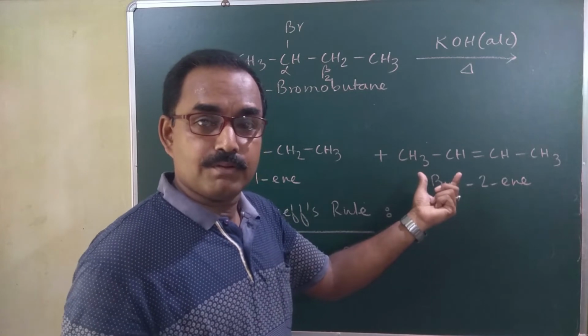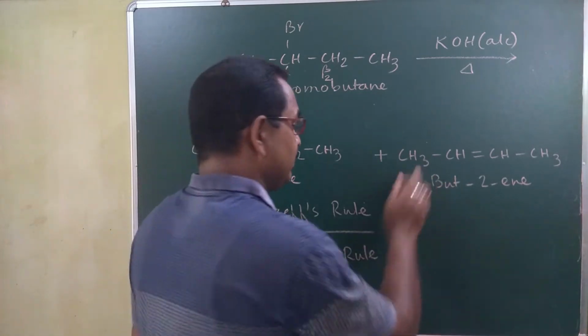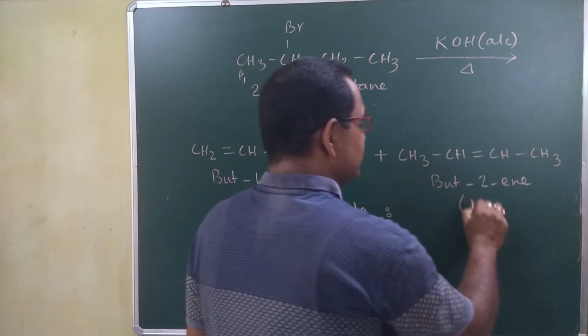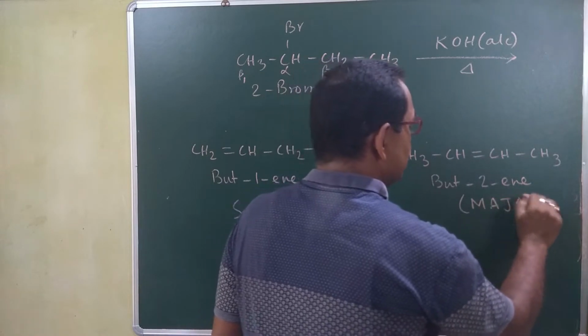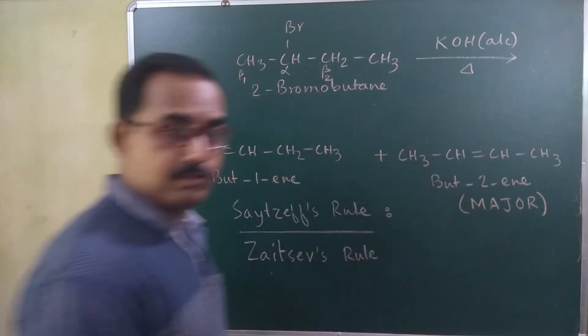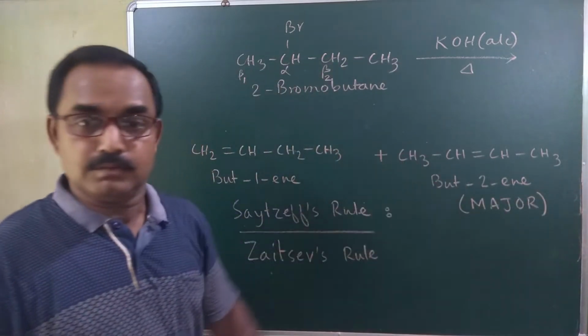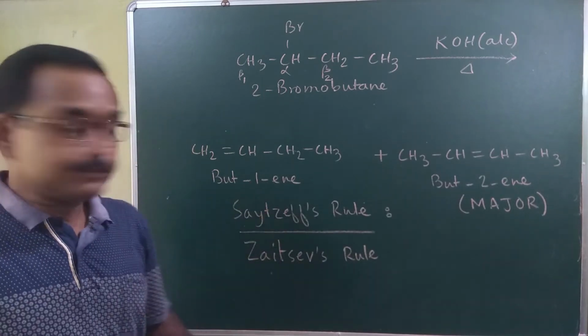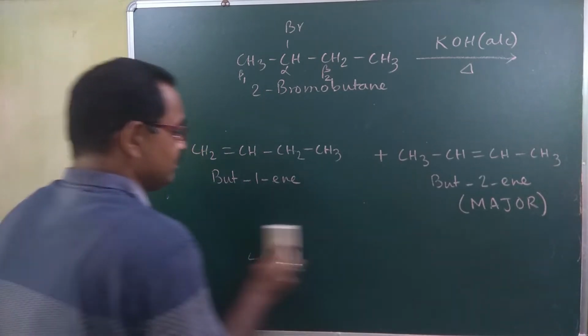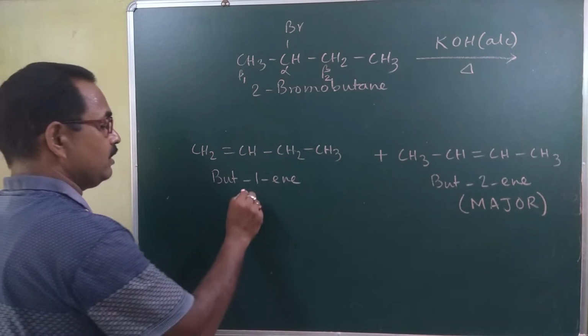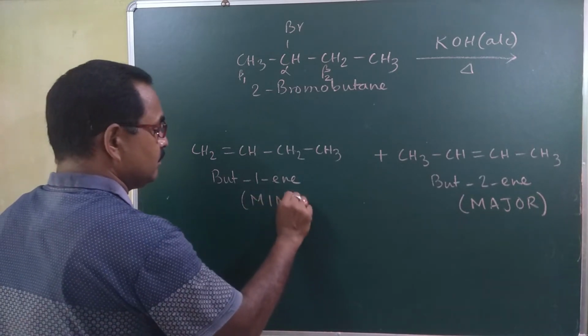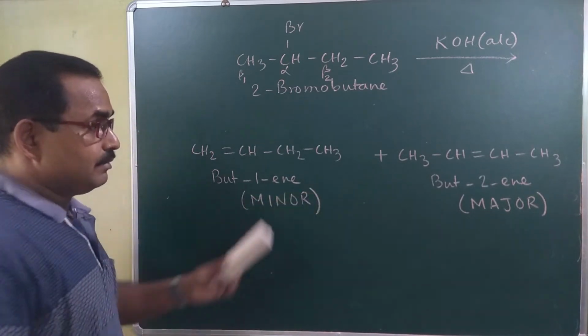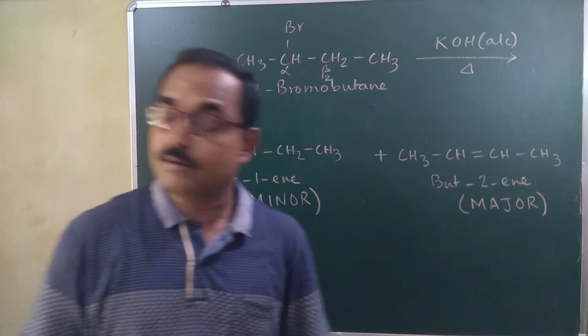So number of alkyl substitution is higher in this case. Okay? Therefore, according to Saytzeff's rule, this product will be obtained in major amount. And this will be minor product.